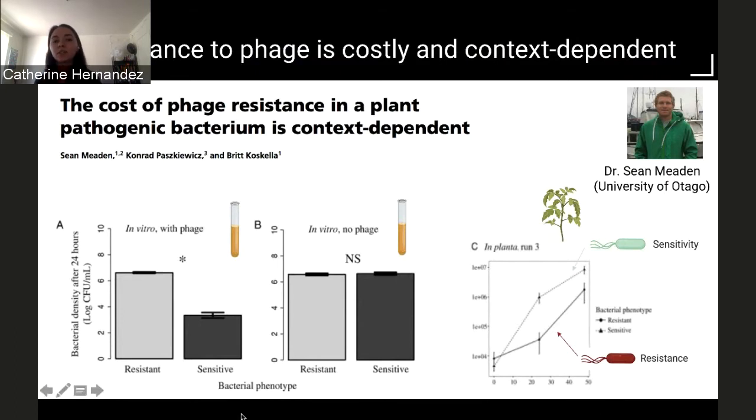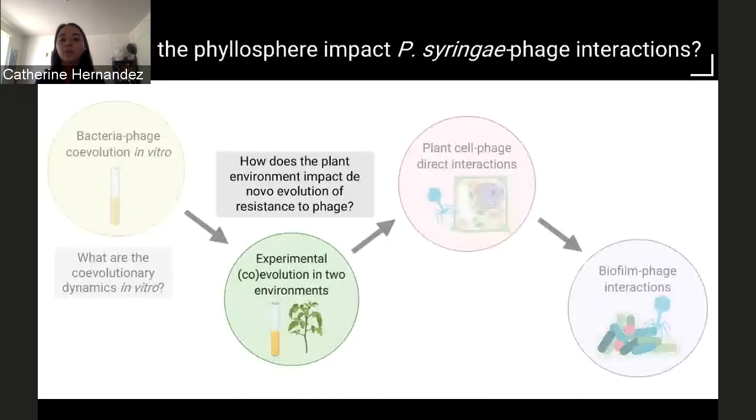And so this told us that there is this context-dependent cost of being a resistant bacterial cell in planta compared to in vitro. And so what we then wanted to ask as a follow-up to this was, how does the plant environment impact de novo evolution of resistance to phage? So in that prior work, he was selecting for resistance in vitro and then growing the bacteria in both environments.